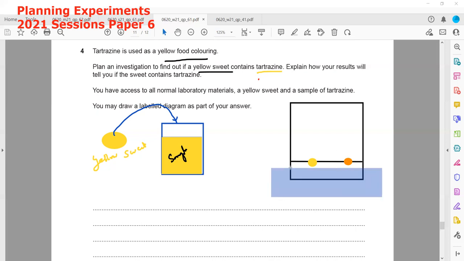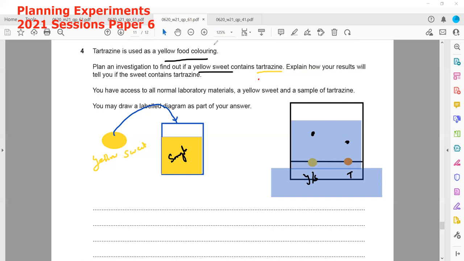As the chromatogram absorbs the solvent, the solvent will rise on the chromatogram. When the solvent is rising, the sample will also rise with the solvent. If we get the spot of the yellow sweet and the spot of tartrazine at the same height or the same level, it means the yellow sweet contains tartrazine. But if they are not at the same level, it means that the yellow sweet does not contain this food color.